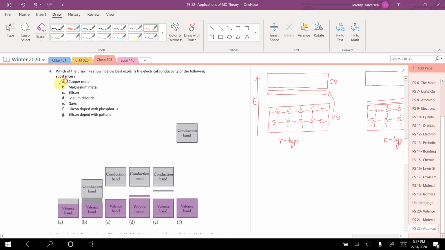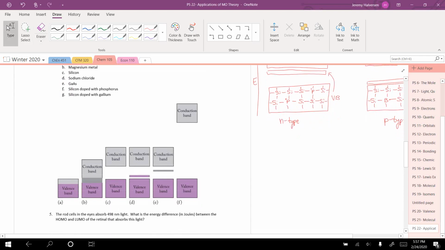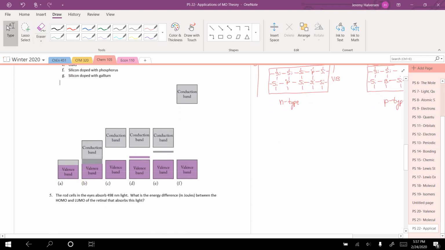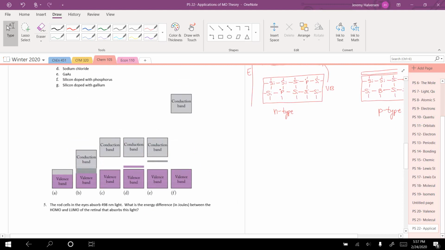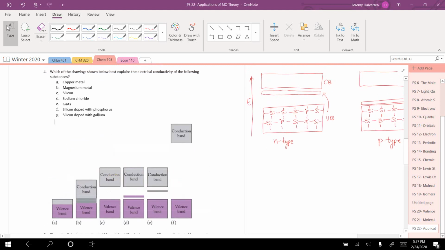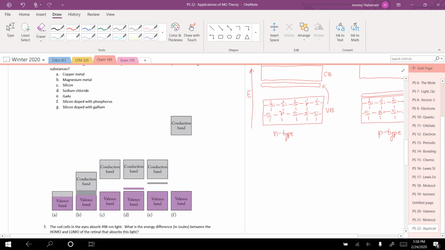So we're given a bunch of different metals here, right? And they want us to match those metals to one of these pictures. So let's just talk about what these pictures mean. This picture A means that we've got overlapping valence and conduction bands.